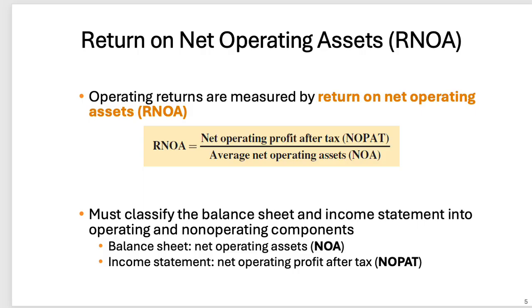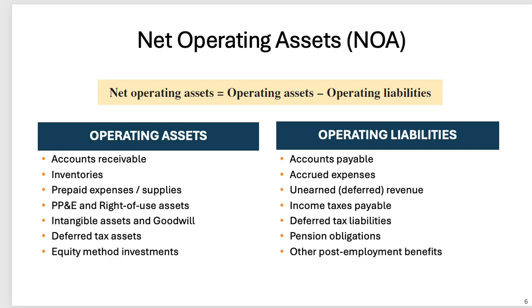And so, first of all, we have to derive from the balance sheet of all the assets that are there, what are the operating assets? And then from the income statement, from all of the numbers and sources of income, what is the real net operating profit after tax? So, here are some examples of net operating assets and operating liabilities.